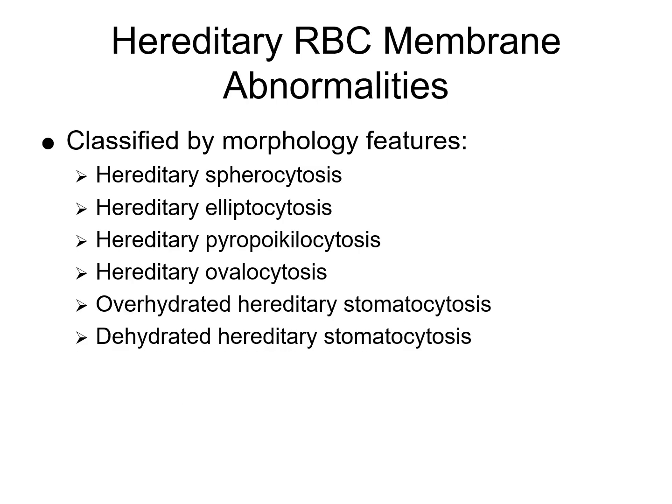Most defects in the red blood cell membrane that can cause hemolytic anemia are hereditary. However, acquired defects also exist. So hereditary red blood cell membrane defects have historically been classified by morphological features, and that is this list of them here.